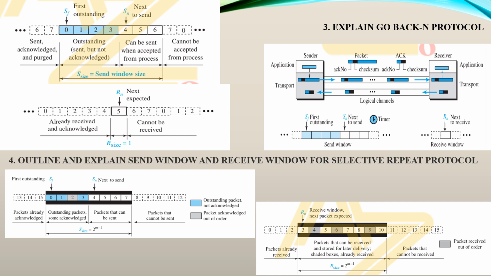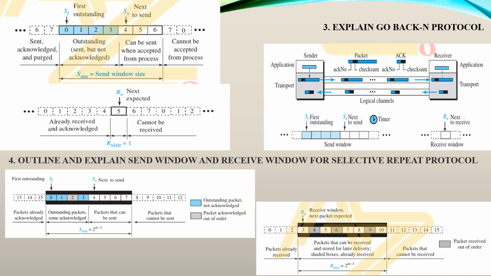Outline and explain send window and receive window for selective repeat protocol. So this is the send window. Here you can see that you have a difference: 0, 1 is in blue color, 2 is in gray color, and 4, 5, 6 in white color. Here 0, 1, 3 are the outstanding packets which are not yet acknowledged, so they are waiting for acknowledgement. Only when the acknowledgement is received, the sliding window moves to the next packet.